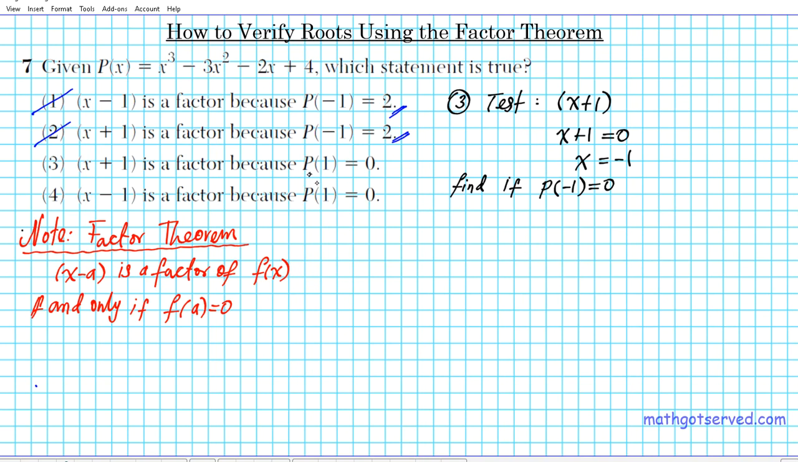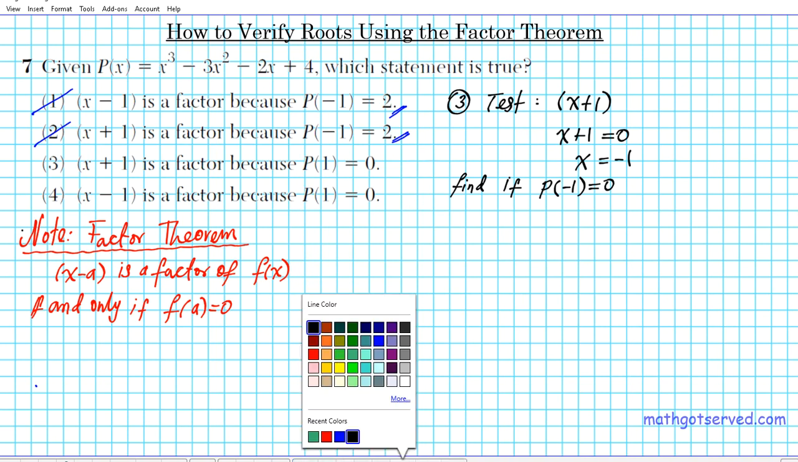This says p of 1, and this is p of negative 1. Do you see the problem here? The related root for x plus 1 is negative 1. X plus 1 tells us if p of negative 1 is a root. X plus 1 does not tell us if p of 1 is a root. Okay, so based on that alone, we can automatically eliminate option 3. The answer should be option 4.